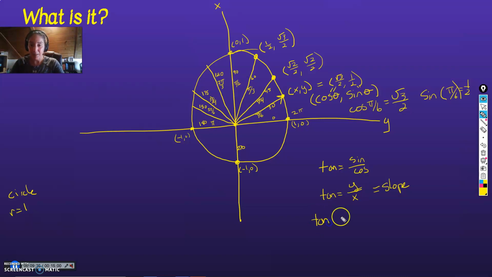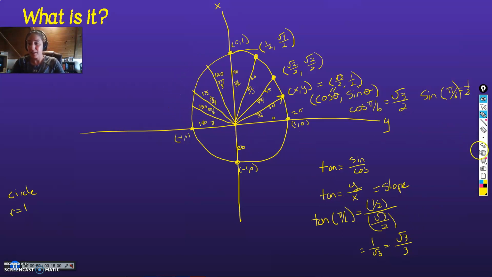So the tangent of pi over 6 is equal to the y coordinate, which is 1 half, over the x coordinate, which is root 3 over 2. And if we compute this, it ends up being 1 over root 3, which when we rationalize the denominator is root 3 over 3. Okay, so you can find cosine, sine, and tangent by examining the unit circle.